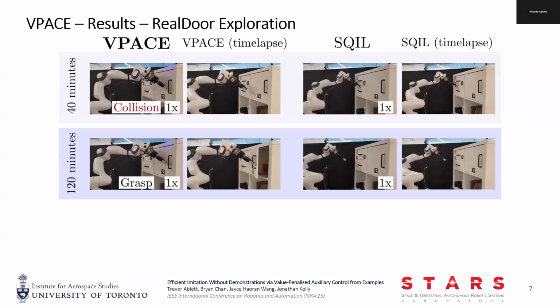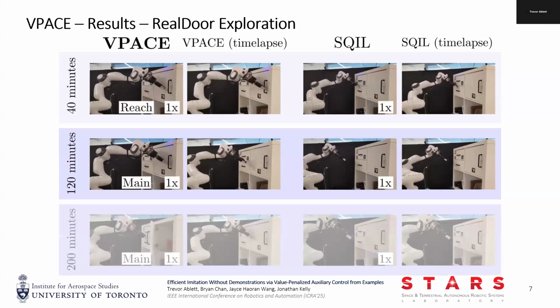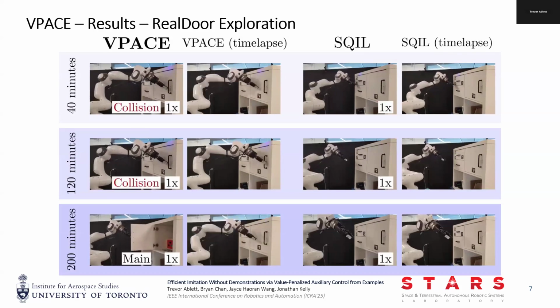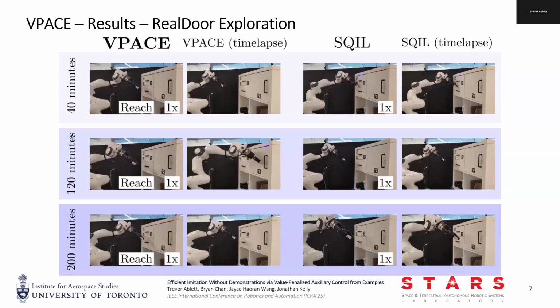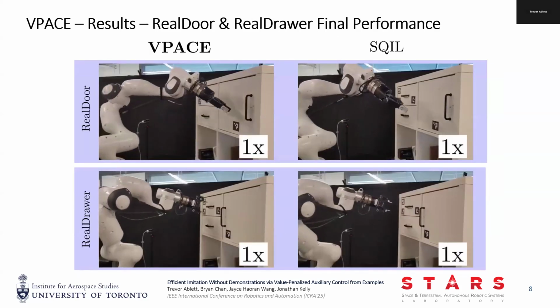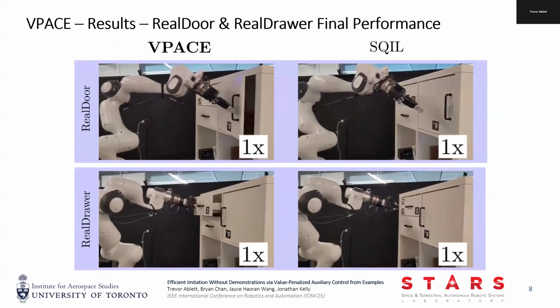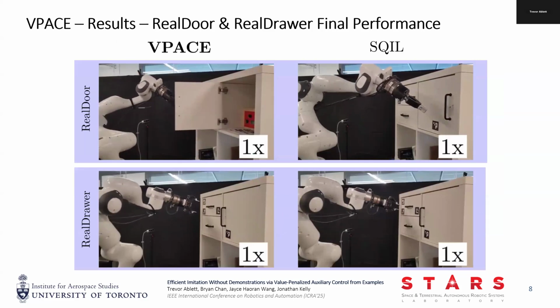Here are the same comparisons at 2 hours, where VPace has now started to learn the task. And again at a little over 3 hours, where VPace has successfully learned the task. This is the final performance of the main task, without executing any auxiliary task, showing that the main task subsumes the auxiliary tasks.